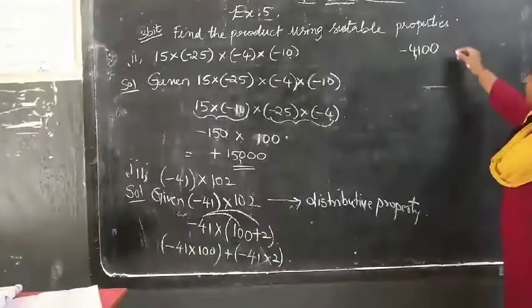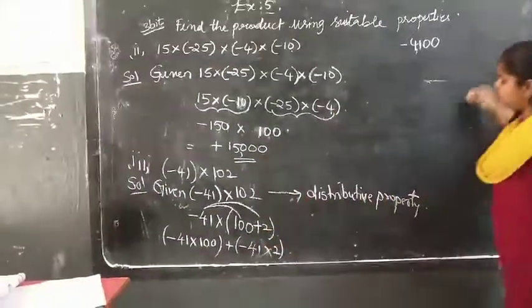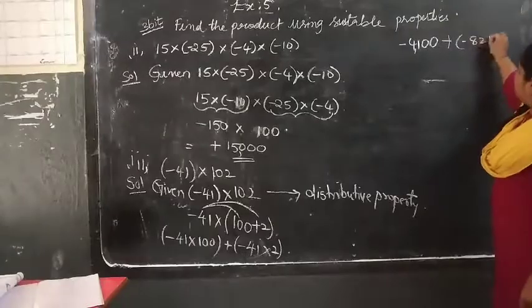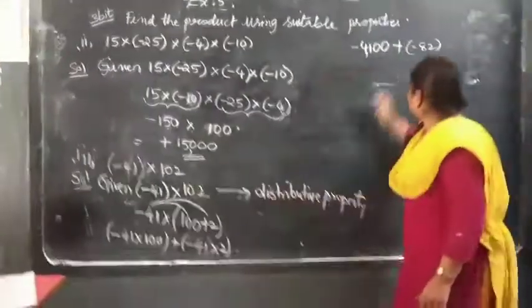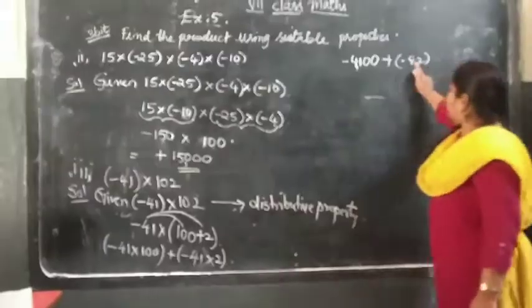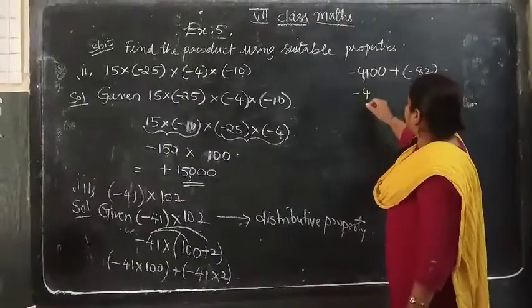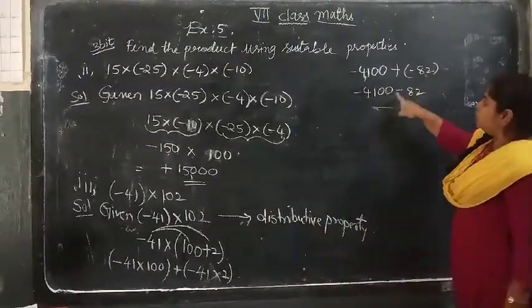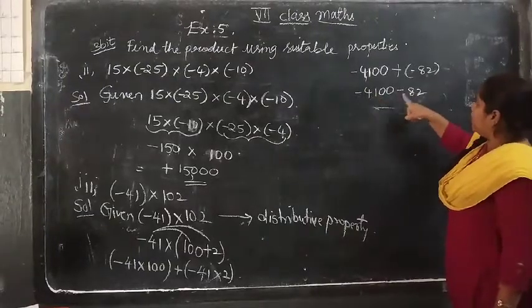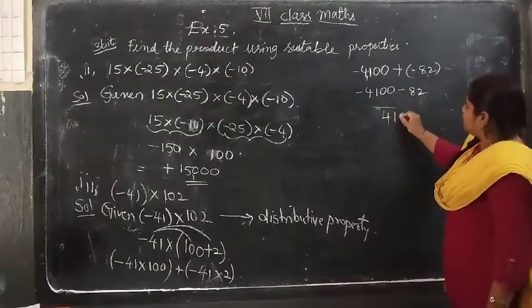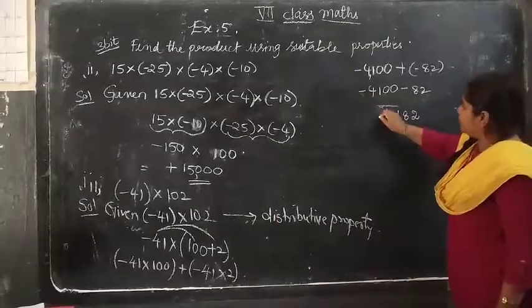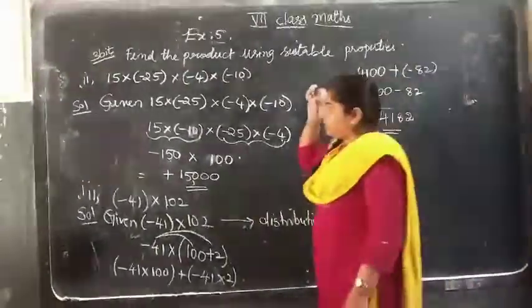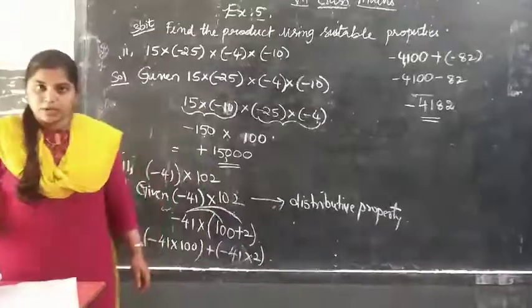4,100. Now plus into minus, multiply these two terms. 41 twos is 82, minus 82. So minus into plus is minus, 41 twos are 82. Now you add these: minus 4,100 and minus 82. Minus into minus is plus, so 4,100 plus 82 will be 4,182. And what is the bigger number's sign? Minus. So the result is minus 4,182. So by using the properties, we have solved the problems. Remaining we will continue tomorrow.